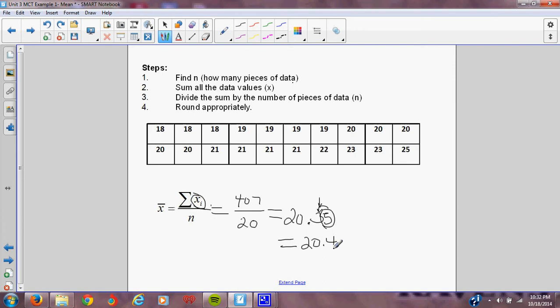So this means, I'm going to put years on it. What does this 20.4 mean? This means that the average age of someone taking statistics in this particular section is 20 years old and 4 months. So it's always good to make sure that you interpret your data, or what your mean represents.